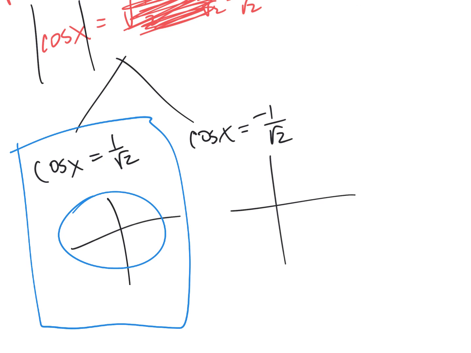Which quadrants should I either avoid or use? So A, S, T, or C? Good. And in these two quadrants, cosine is adjacent and hypotenuse is 1 root 2. What's the other side? 1. So now it's a 1, 1, root 2. Do you know that angle, Mr. C? 45, which is the same as pi over 4. There it is.